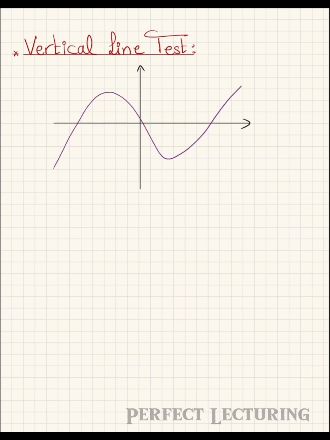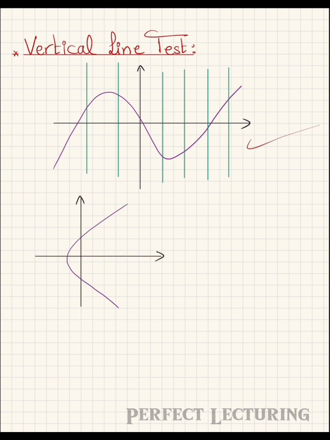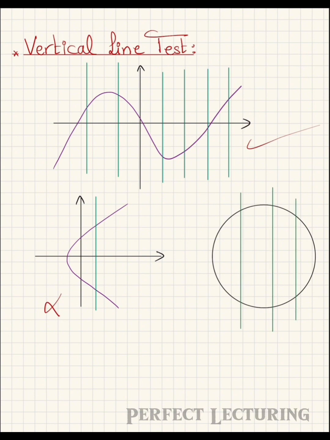This is an example of a function. For any vertical line I draw anywhere, there is none which intersects the graph more than once. So this is a function. What about this graph? This is not a function because there exists at least one vertical line which intersects this graph in more than one point. The circle is also not a function. Obviously, there are many vertical lines which intersect the circle more than once.